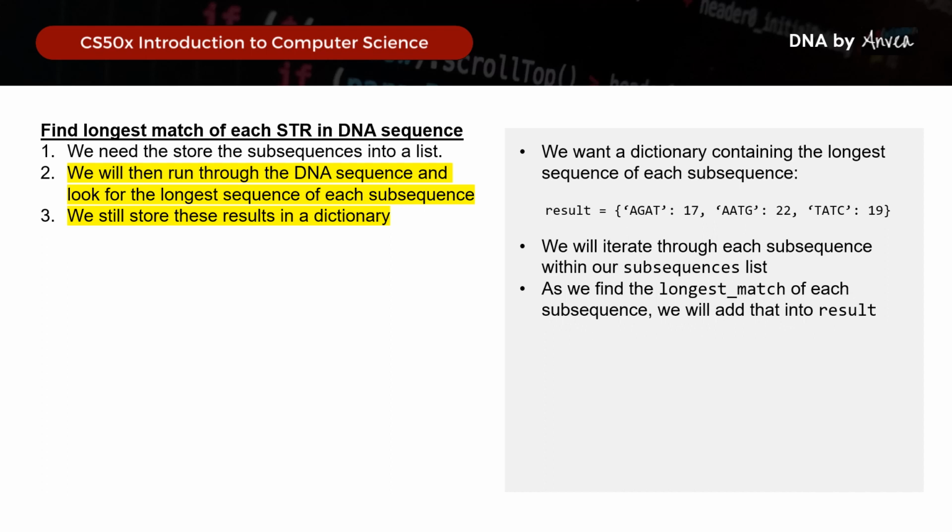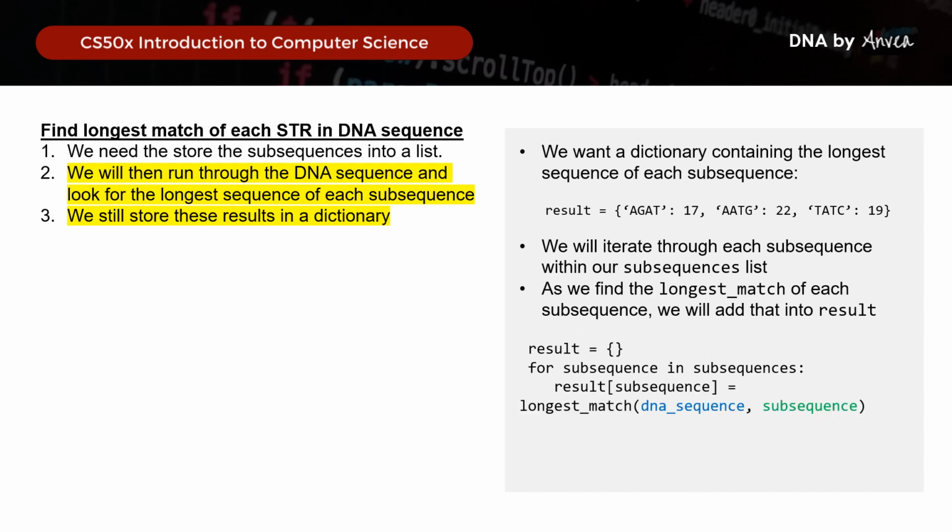Putting it into code, we have a dictionary called result, which is empty for now. For every subsequence in our list that we call subsequences, we will apply the function that we have called longest match. For longest match, we'll be going through the DNA sequence to look for the subsequence that we have identified. Whenever it returns the longest match for each subsequence, we will add it to our result dictionary. It might sound a bit confusing, but once we put in the code, I believe it will be easier for us to understand how this flows all together.